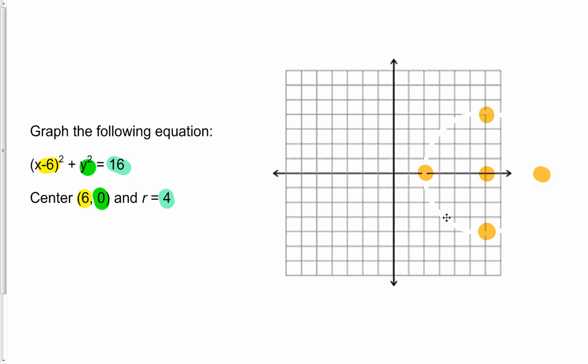And once you do that, you trace in your circle, and it should go through those points and always be 4 units away from the center point. And that's that.